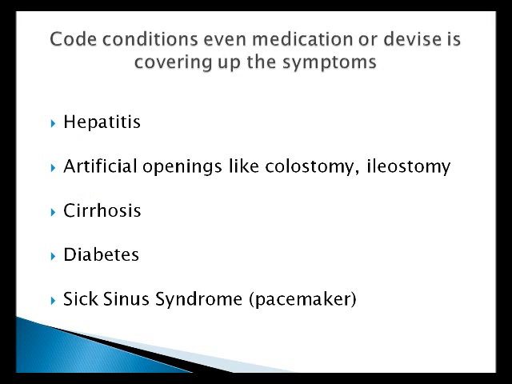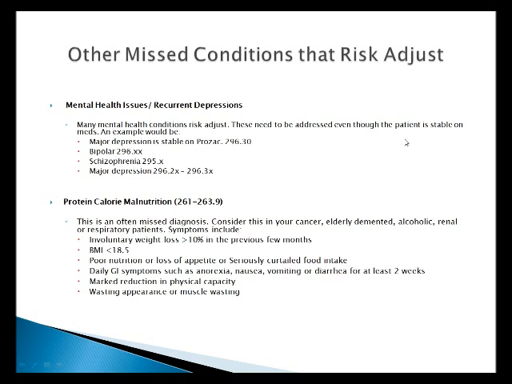You want to code conditions even when medications or devices are covering up the symptoms. Here are some examples. Other missed conditions that do risk adjust are mental health issues. And there's an example patient condition here, even though the patient is stable on medications, and here's an example of the diagnostic codes for the patient's conditions. And the mental health, those codes would risk adjust.